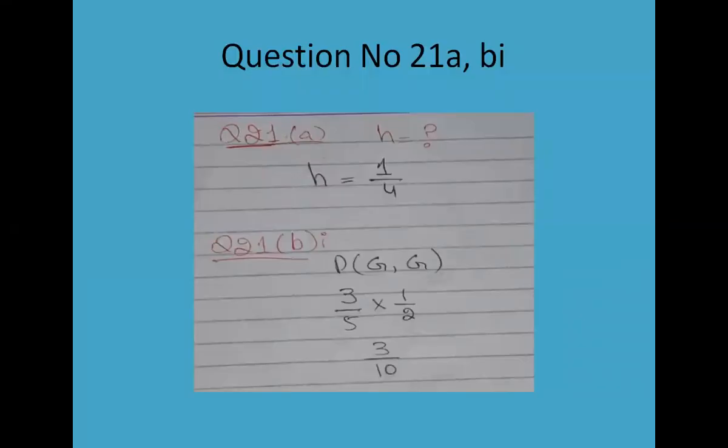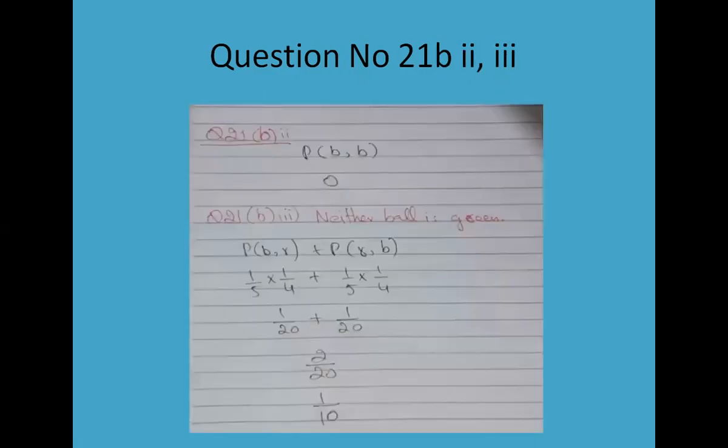So first, question number 21B, first part, they want us to find the probability that both the balls are green. So the probability of the green will be 3 by 5 multiplied by 2 by 4. There were 3 green balls, and the total there were 5 balls. So for the first green ball, the probability is 3 by 5, and for the second green ball, the probability will be 2 by 4, and when you cut them, that is 1 by 2. So you will have 3 by 10. So the probability of getting two green balls is 3 by 10.